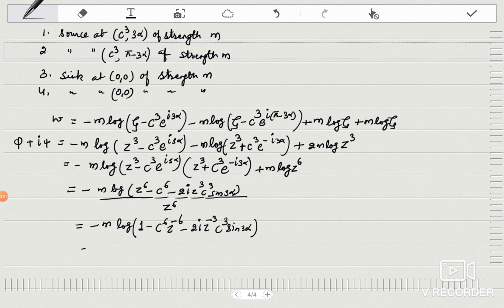Now you write the value of z: minus m log of 1 minus c^6. In place of z, I will write r e^(iθ). So r^(−6) e^(−6iθ) minus twice i r^(−3) e^(−3iθ) c cube sin 3α. Now you open this e^(−6iθ), e^(−3iθ), put the formula of log, separate real and imaginary parts, and then by comparing the imaginary part you may find the value of psi. You put psi equal to 0, solve and get the answer.